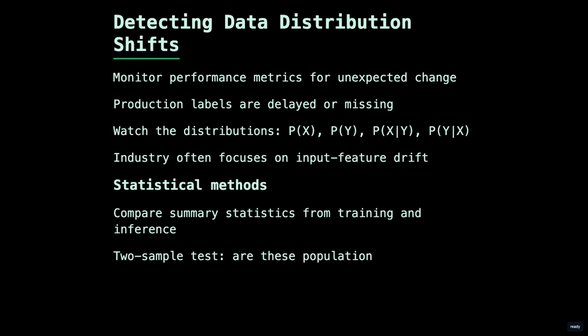A two-sample test goes beyond summaries and asks whether the observed difference is likely to be real rather than random sampling noise. If yesterday's data and today's data are statistically different, that is evidence that the underlying distribution has changed.